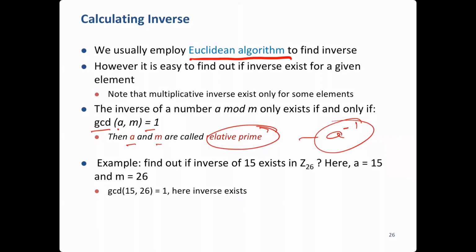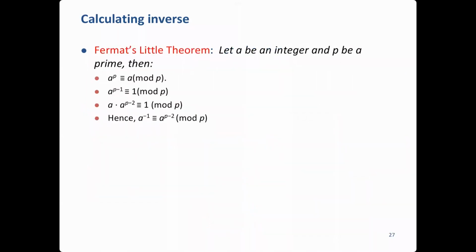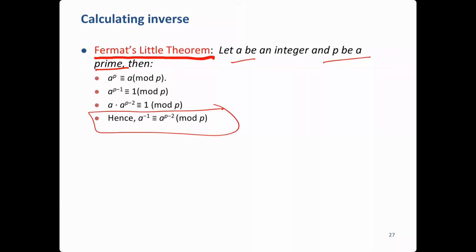For example, we'll have to find out whether the inverse of 15 exists in Z26. Here A is 15 and M is 26. So GCD of 15 and 26 is 1. It means that the inverse of 15 must exist. What is it? You can calculate it. One method of calculating is through Fermat's little theorem. Given A is an integer and P is a prime, we can calculate A inverse as A raised to the power P minus 2 mod P.